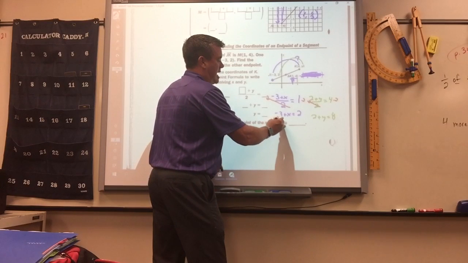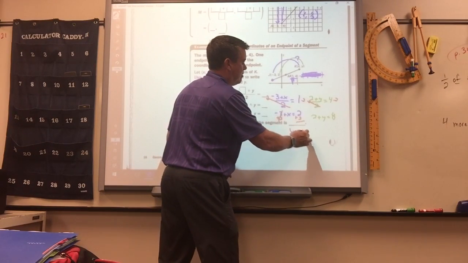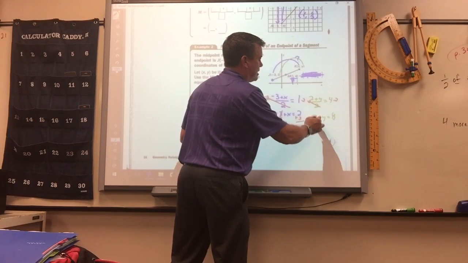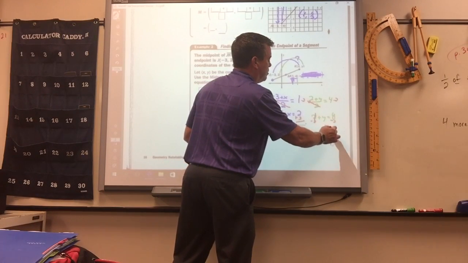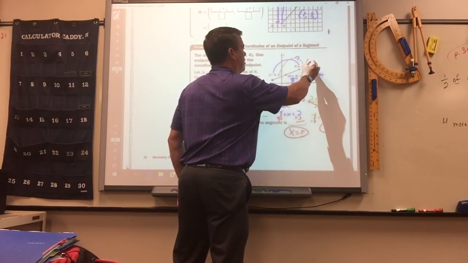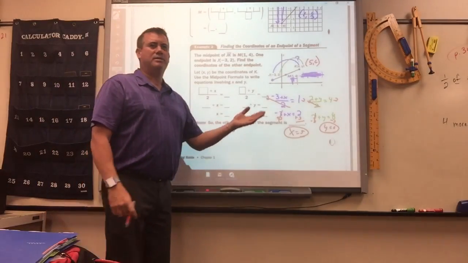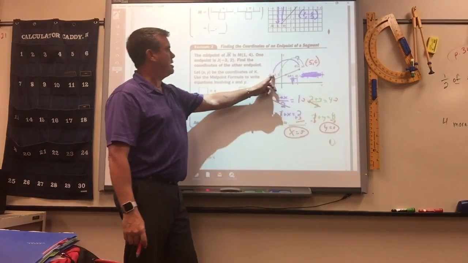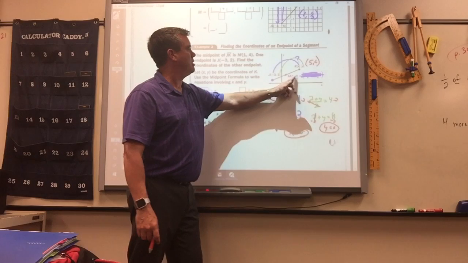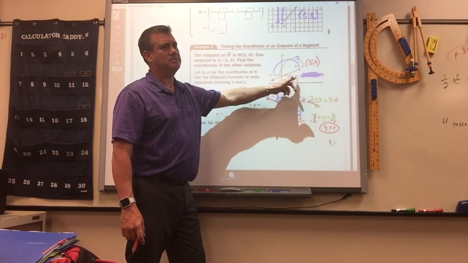And then you just add 3 to get the x by itself. X equals 5. And subtract 2. Y equals 6. So the endpoint is 5 over 6 up. You can double check it quickly. 5 plus negative 3 is 2, divided by 2 is 1. 6 plus 2 is 8, divided by 2 is 4.